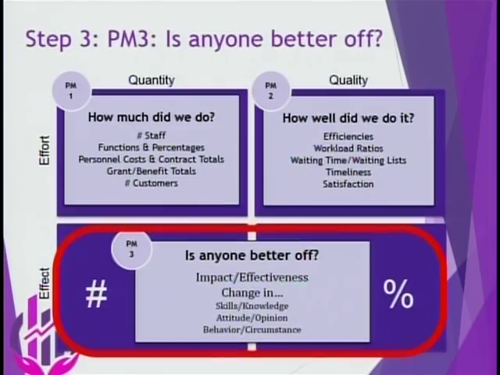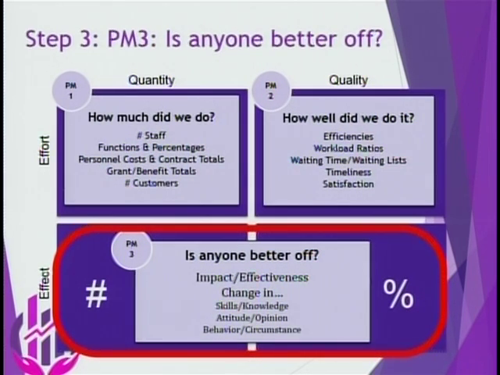So now that you picked your program and developed your purpose statement, we move on to step 3, which is developing your PM3 measure, your outcome measure: is anyone better off? Ultimately, the PM3 measure is looking at an effect, and you want to see what the impact or effectiveness has been of your program. And this can be measured as a change in skills or knowledge, of attitude or opinion, or behavior or circumstance.